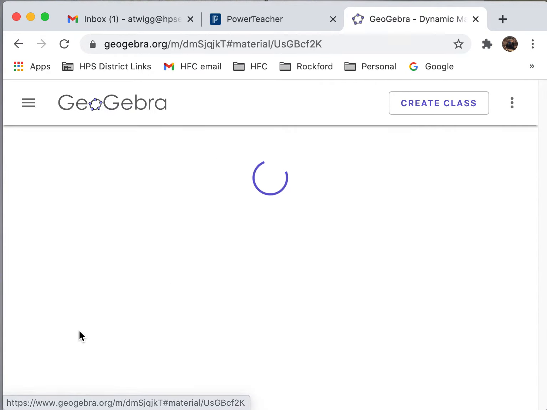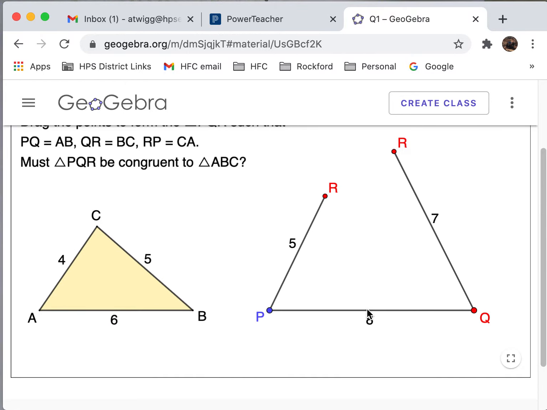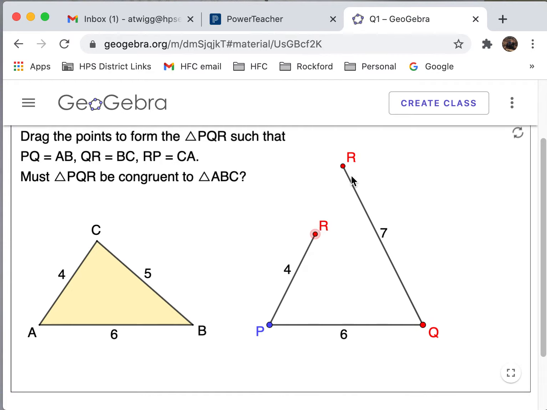So you're going to click on the first one, and you're going to basically try to make the triangle. Notice what they're giving you is 3 sides. So I'm going to shorten this to make it a 6, shorten this to make it a 4, and shorten this one to a 5. Once I get them to the right lengths, I'm going to try to make my triangle. And when I do this, do you see how it turns a yellowish brown? That means the 2 triangles are congruent.